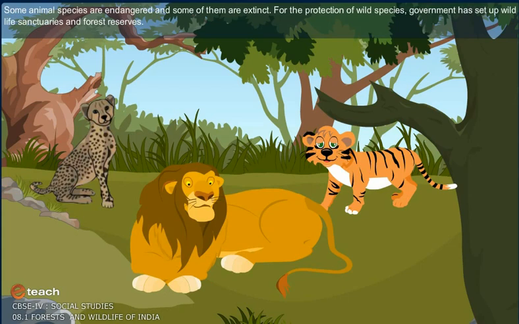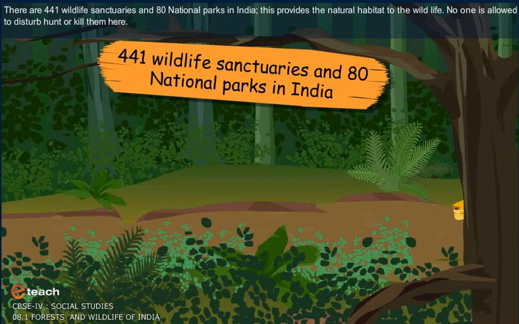For the protection of wild species, the government has set up wildlife sanctuaries and forest reserves. There are 441 wildlife sanctuaries and 80 national parks in India. This provides the natural habitat to the wildlife. No one is allowed to disturb, hunt, or kill them here.